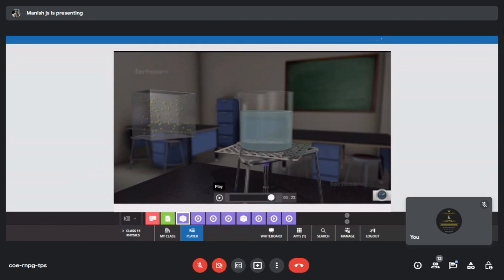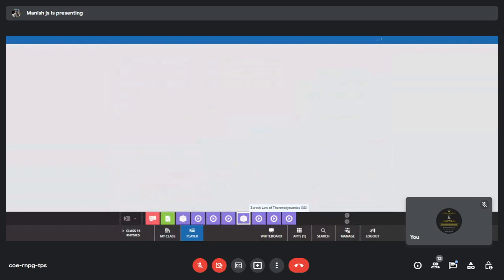So higher and lesser is basically based on, again, volume and mass. So you keep that in mind whenever you talk about the thermal energy. So that is the idea. Now we move on to the next animation.